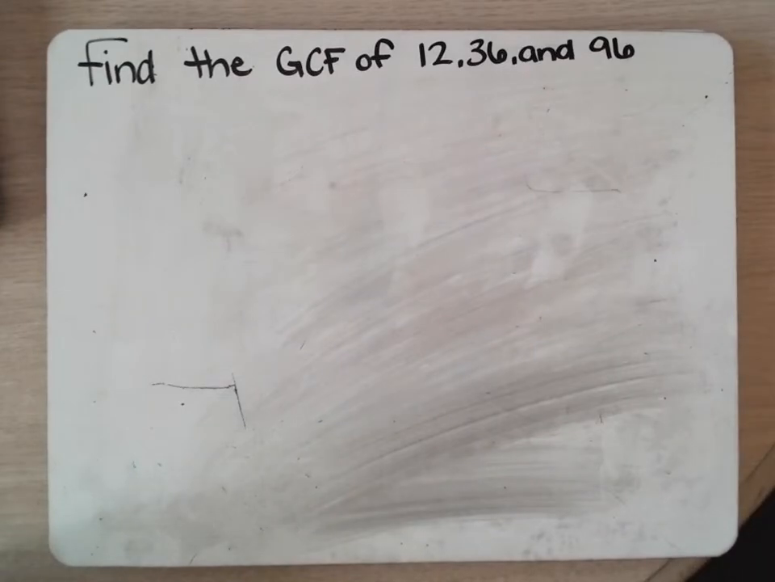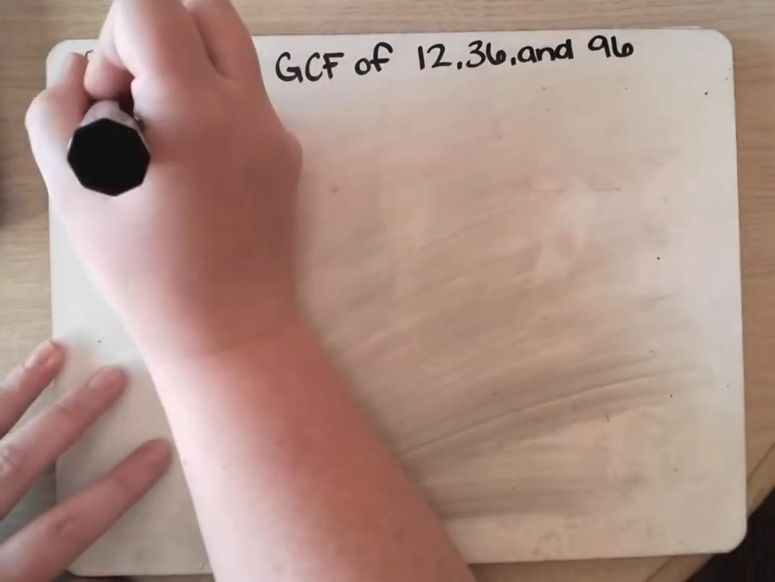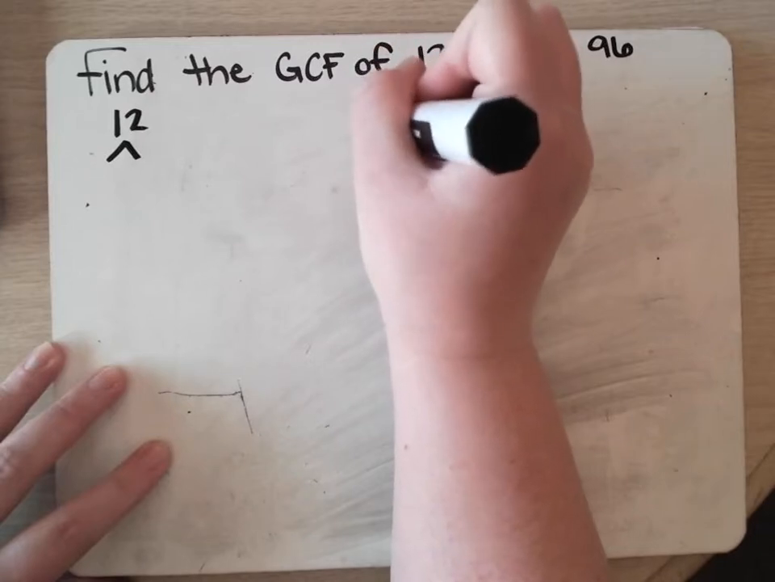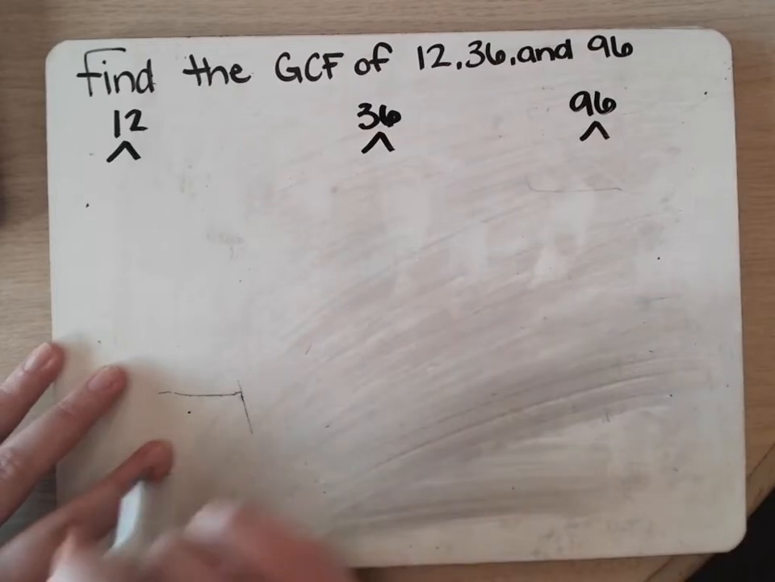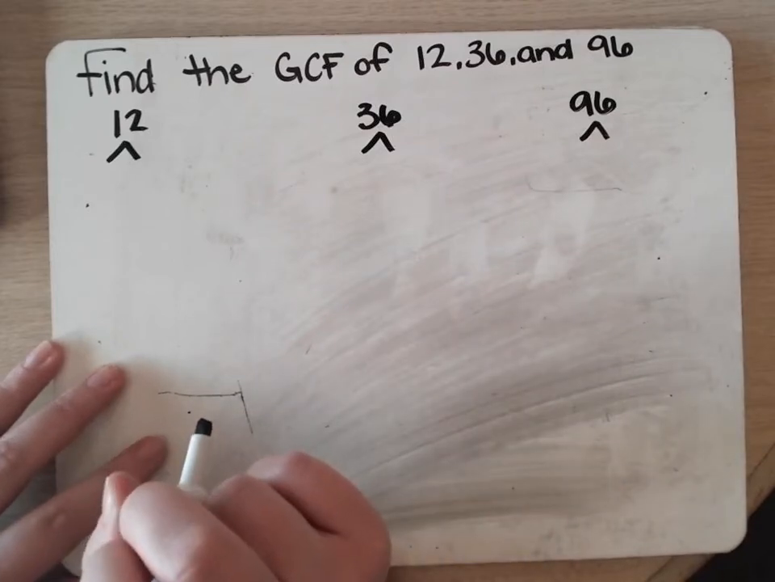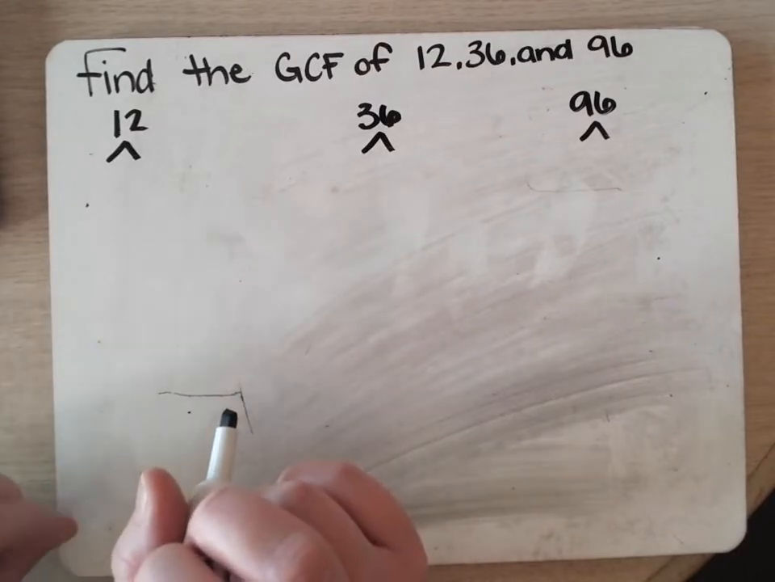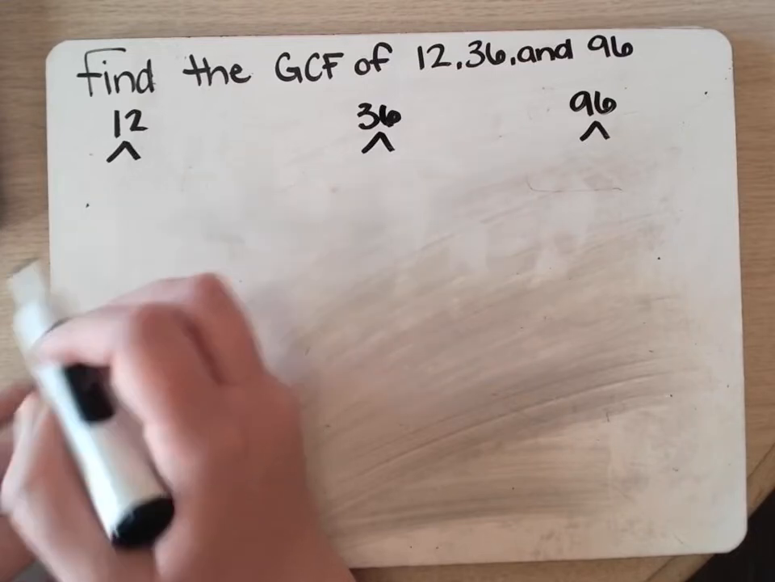So we're going to find the GCF, greatest common factor, of 12, 36, and 96. The first thing I'm going to do is set up my trees. So I have 12, 36, and 96. These factor trees just allow you to know any pair of factors of that number to find an entry point to solve. So for 12, you can either do 3 times 4 or 6 times 2.